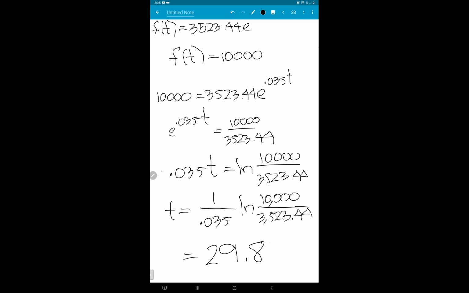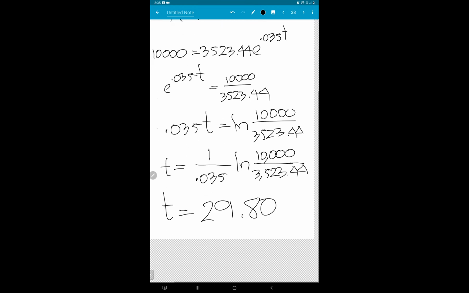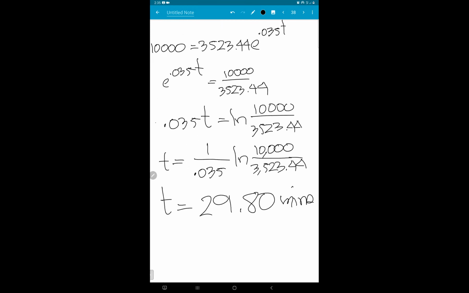29.804, so 29.80 to 2 decimal places. 29.8 minutes. You can just check the module. Actually, it's already explained there. But it's different, of course, when we're discussing it live or online.